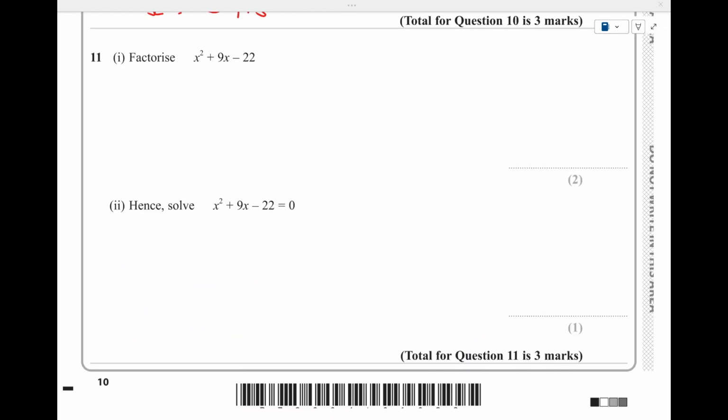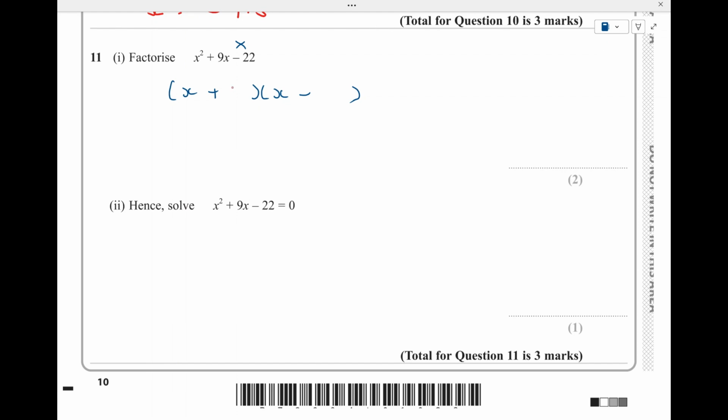Question 11. Now, it looks like in part 1, I'm asked to factorize a quadratic, and in part 2, I'm going to solve a quadratic equation. Let's have a look. First of all, I've got to factorize this quadratic. So I know it's going to go into 2 brackets. Each bracket's going to be an x and an x. Now, my two numbers need to multiply to a negative, so they have to be one positive, one negative. So multiplies to 22, but then I'm going to need to end up with 9 x's. So I'm thinking 1 and 22. I'm thinking 2 and 11. Oh, 2 and 11 is looking good.